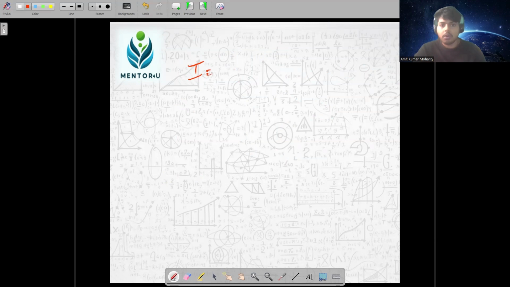I equals, what is the value of I? Integration from 0 to infinite of sin kx into e to the power minus x. Correct? Let's now apply the by-parts formula: first into integration of second. So I equals sin kx, first, into integration of second. Integration of e to the power minus x is minus e to the power minus x.